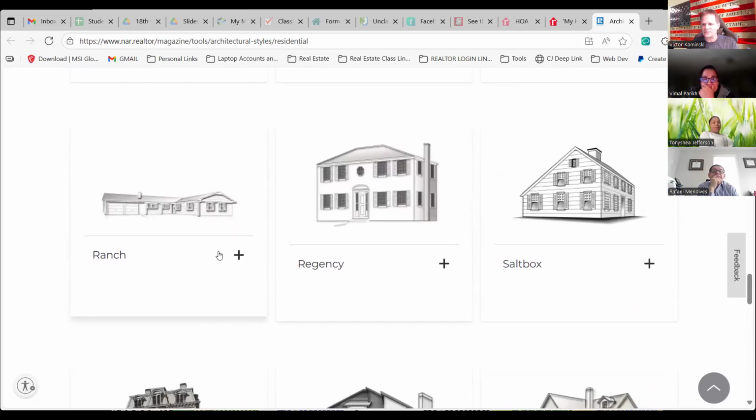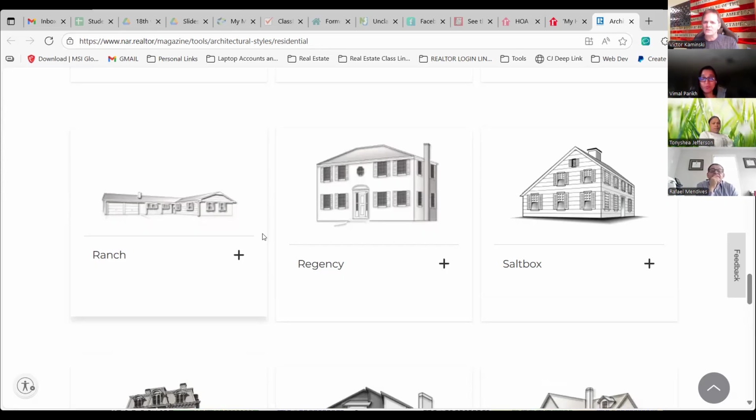Ranch style houses. Now, there's a lot of different spins on the ranch style house, though. What is a ranch style? Ranch style, you need to have a bigger property for it. It's a single level house. But you have different versions of ranches. You have a ranch, you have a raised ranch. You know what a raised ranch is? The basement is partially out of the ground.